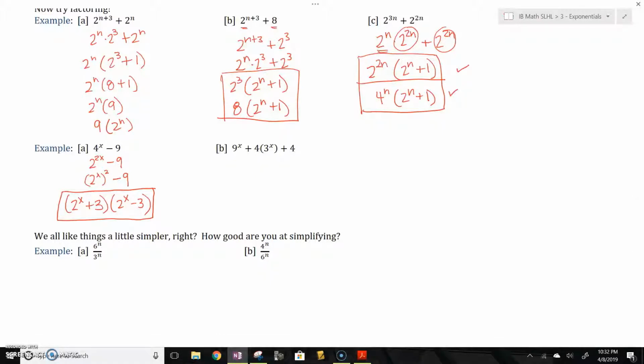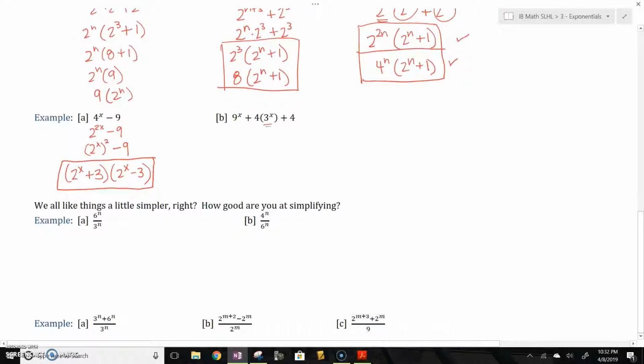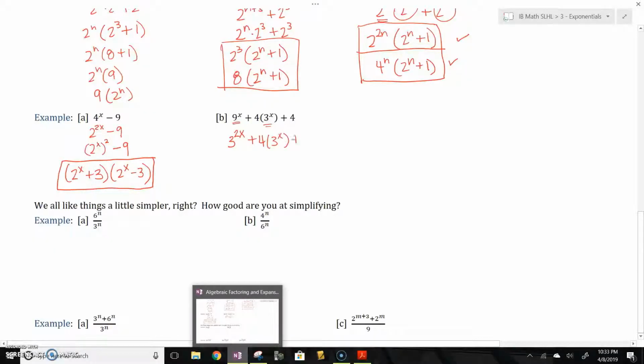Oh, and what about this last one? That one looks interesting. I see a 3 to the x, and I know I could write this as 3 squared to the x, so that might help. So let's go 3 squared to the x, right? Plus 4 times 3 to the x plus 4.